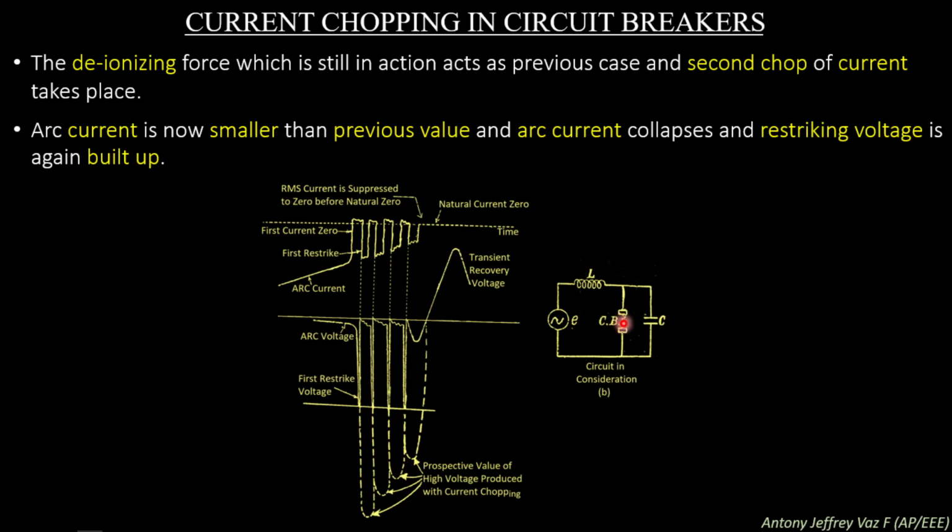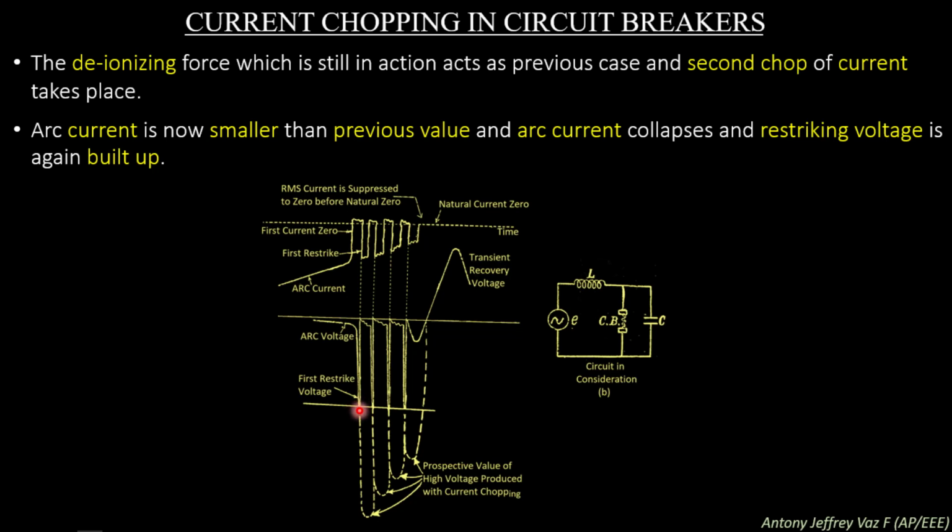Since the arc present in the circuit breaker is interrupted, now the inductor current, which was previously supplying the arc current, charges the capacitor. So the capacitor gets charged to a very high value. This charging of the capacitor can be seen in this graph. You can see the first restriking voltage, which is caused by the inductor charging the capacitor to its maximum restriking voltage.